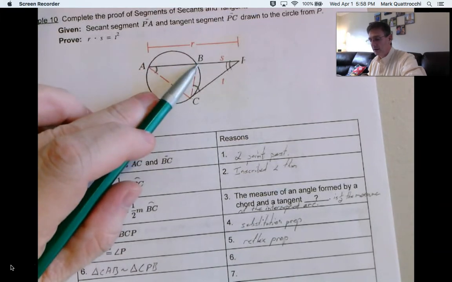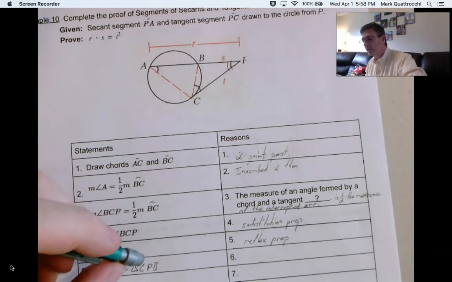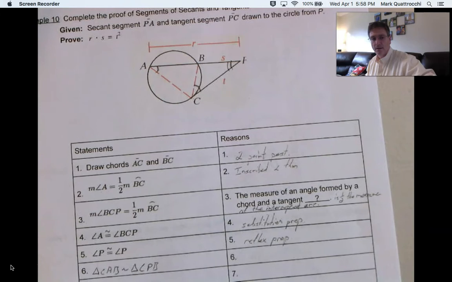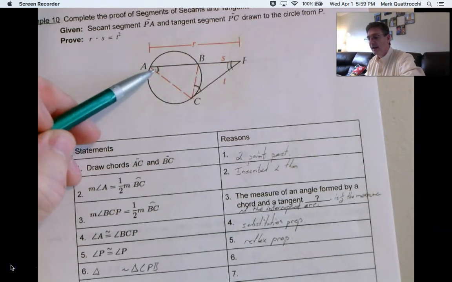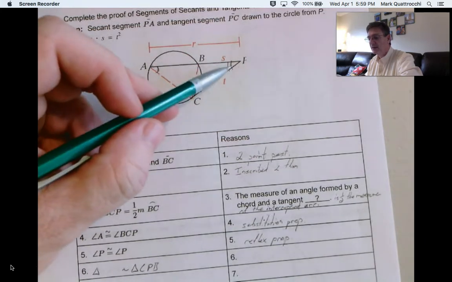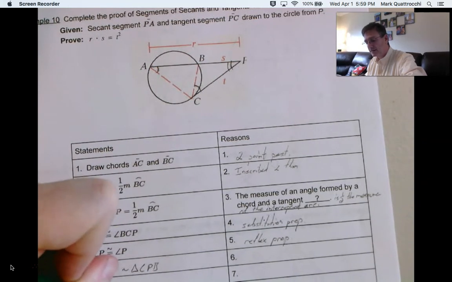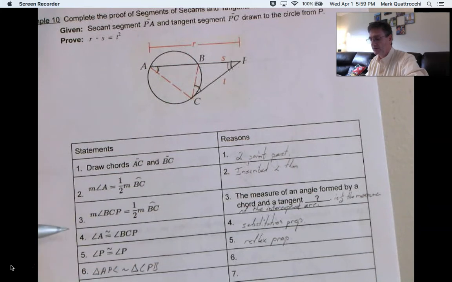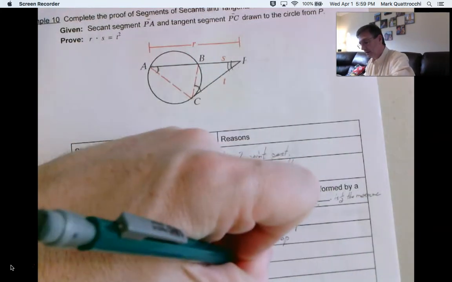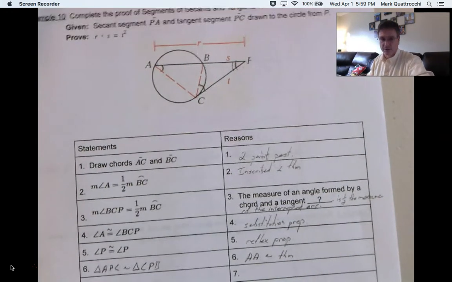I want to make sure I get these letters right. Angle A, triangle APC is similar to triangle CPB. So APC is similar to triangle CPB, and that's the angle-angle similarity theorem. Got a slight mistake on the answer key.